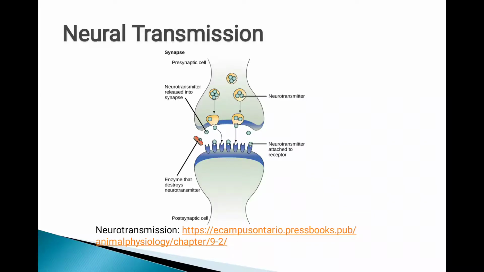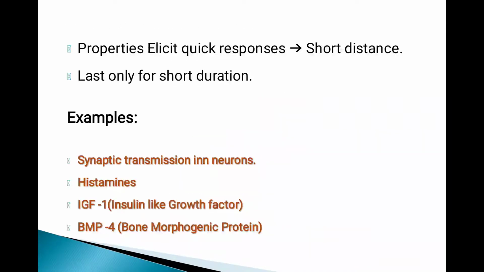From the extracellular fluid or synaptic cleft, those neurotransmitters bind to the receptors present on a postsynaptic neuron and elicit the response. So this is called neural transmission by chemical molecules. Here the distance between two neurons is very short, hence there will be a quick response between the two neurons.